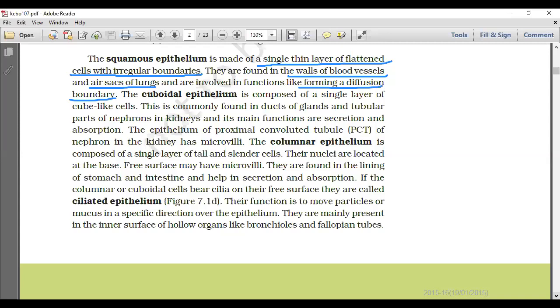So where do you find them? They are found in the walls of blood vessels and air sacs of lungs, and are involved in functions like forming a diffusion boundary.